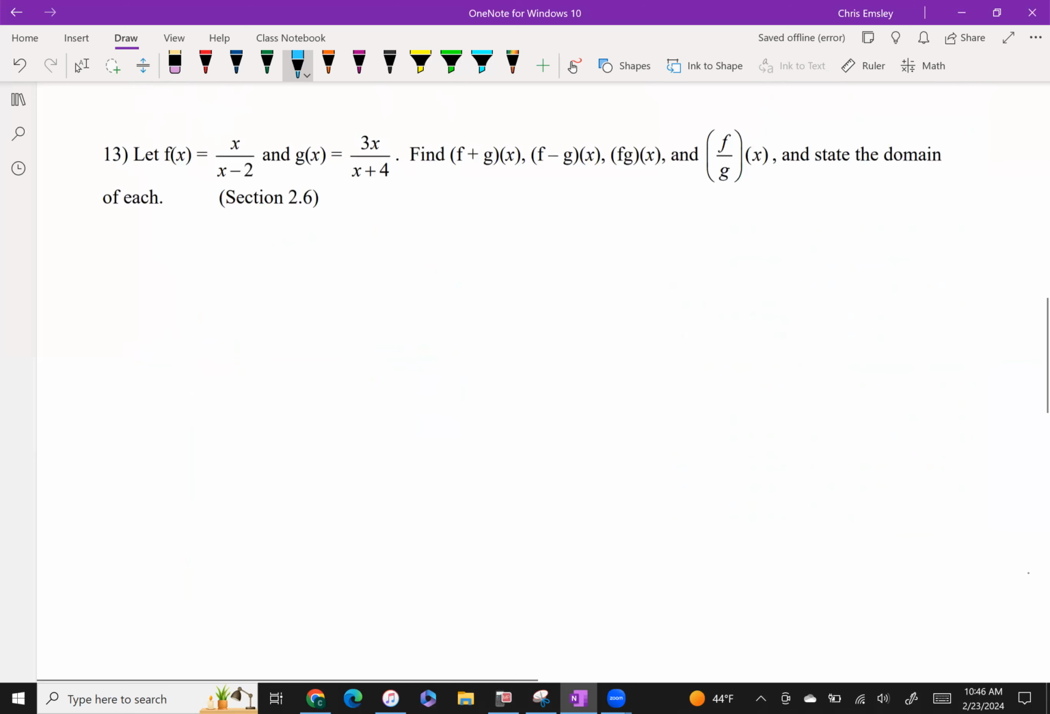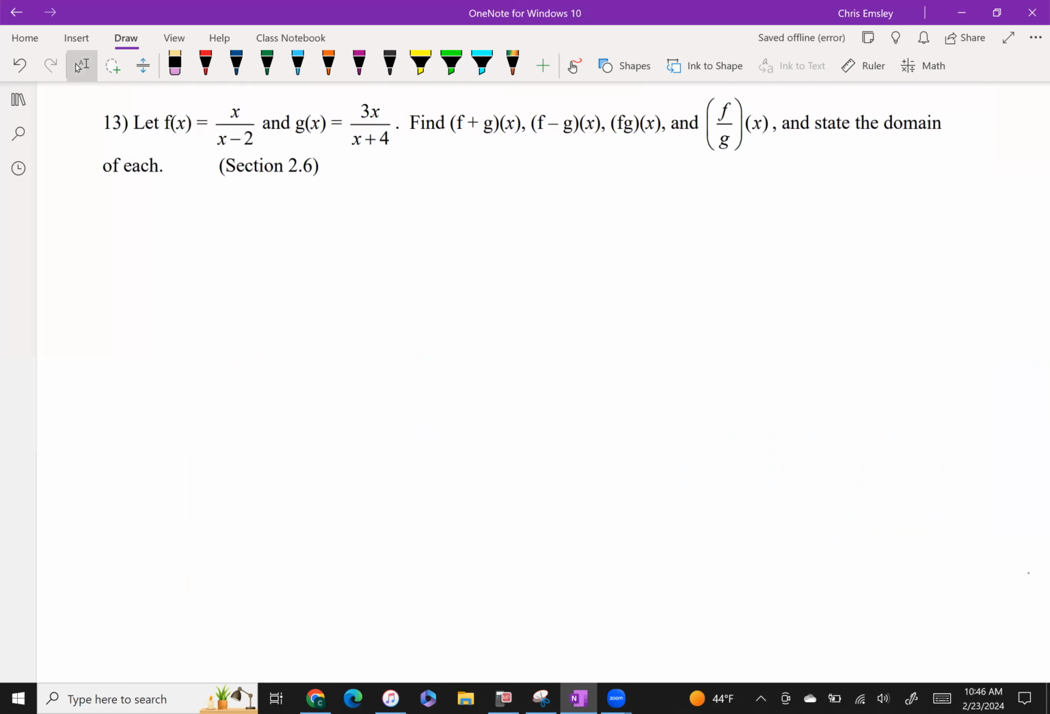Number 13, we're going to do all kinds of things to these functions. First off, we're going to add them up. F plus g of x. To add two radical functions, I was right the first time. It's been a long week.